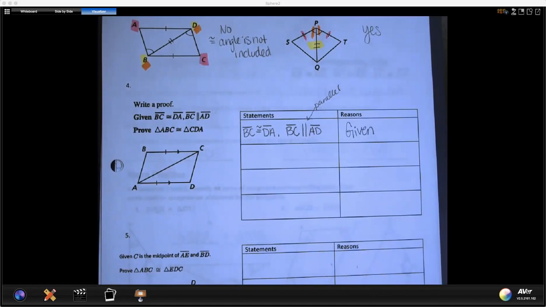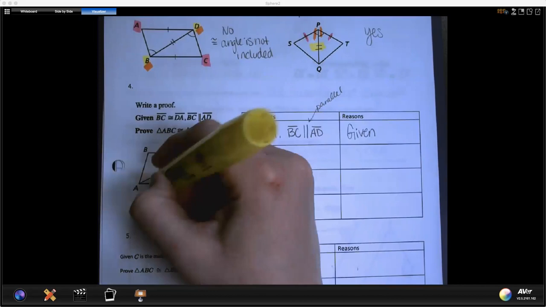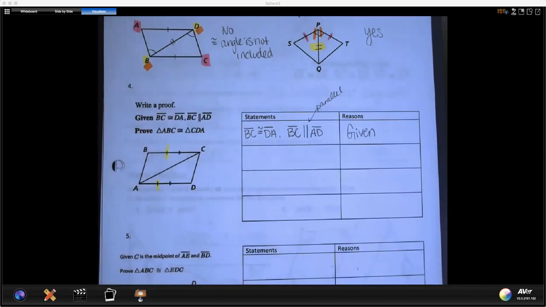All right, now let's look at what we are given and let's label some things, okay? Once you kind of get the first thing out of the way, you can label it. So BC is congruent to DA. Okay, so we have BC and DA. Then we have BC is parallel to AD.